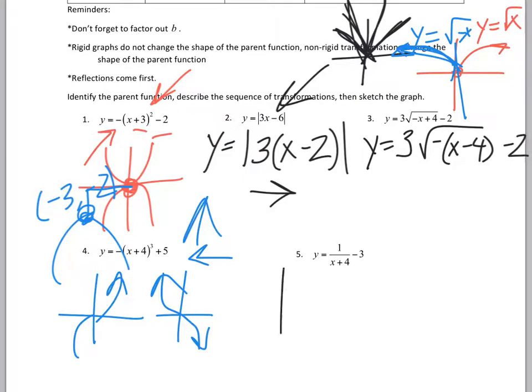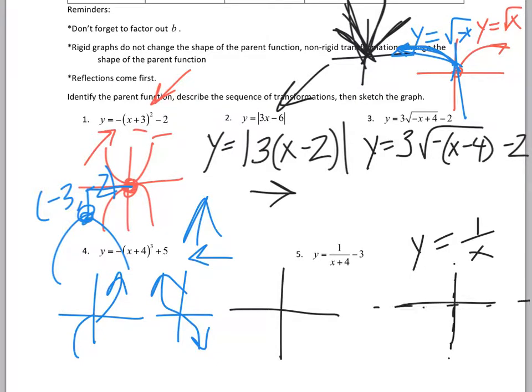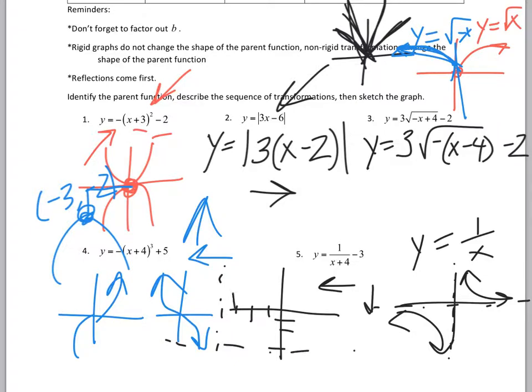The next one comes in, and what we have here is an asymptote. The parent function is y equals 1 over x, which typically has asymptotes x equals 0 and y equals 0, and it does something like this. Then it's been shifted to the left 4 and down 3. So we have 1, 2, 3, 4. We'd have an asymptote here, and then 1, 2, 3. We'd have an asymptote here, and that's all it did. So it stays in those 2 sections.